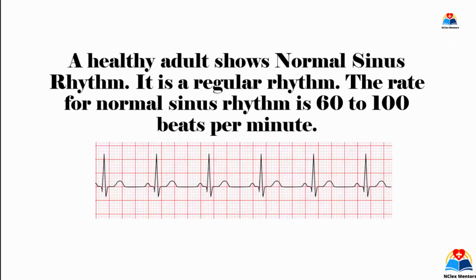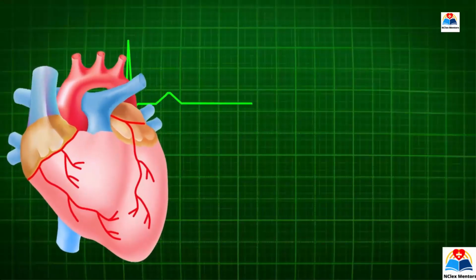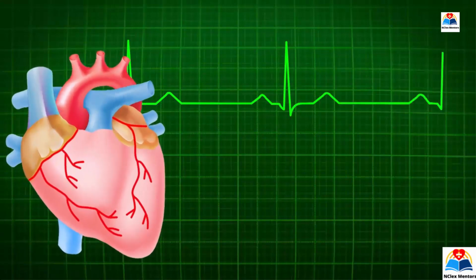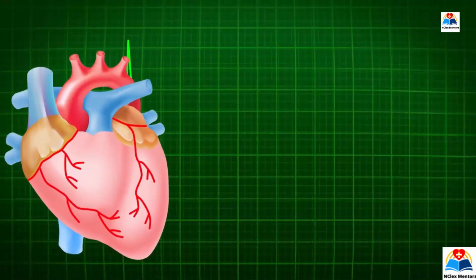Normal sinus. So what is a normal sinus? A healthy adult shows normal sinus rhythm. It is a regular rhythm. The rate for normal sinus rhythm is 60 to 100 beats per minute. We have discussed the cardiac cycle before too. The normal sinus rhythm looks something like this, with a normal R wave, QRS complex and T wave.